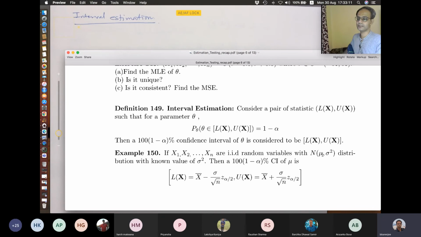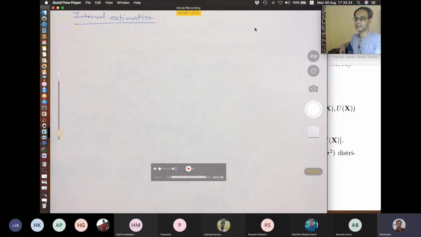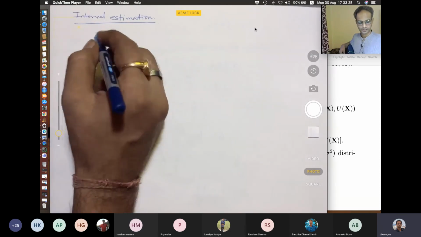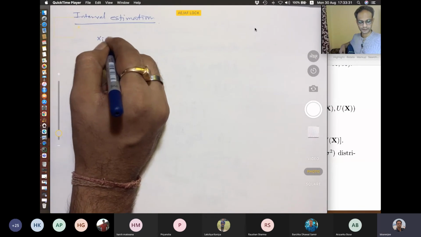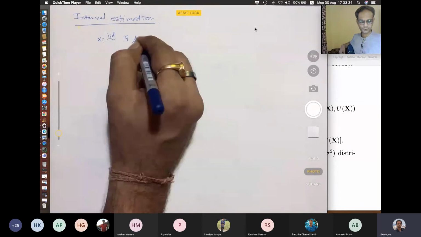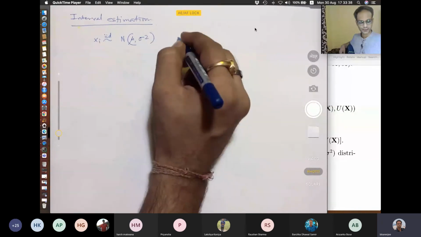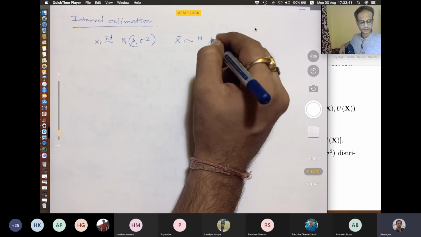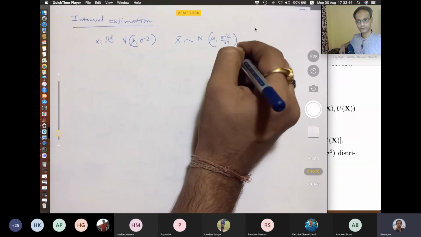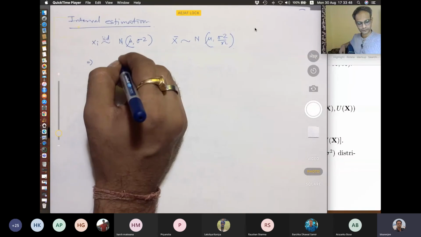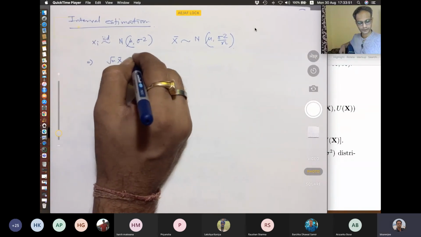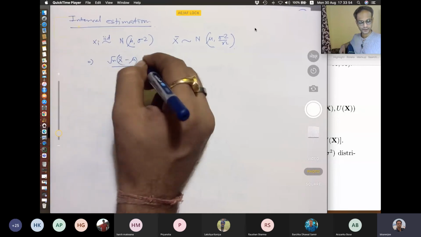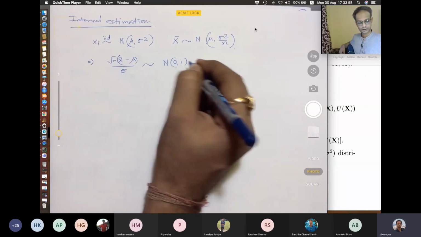So here is a very nice example: x1, x2, xn are IID random variables with normal mu sigma square, where suppose sigma is known, then the 100 into 1 minus alpha % confidence interval of mu is this. After learning testing, it is a very trivial exercise. You already know that xi's are IID normal mu sigma square, so x bar follows normal mu sigma square by n. Sigma is known to you, so you know that root n times x bar minus mu divided by sigma follows normal 0, 1. As simple as that.